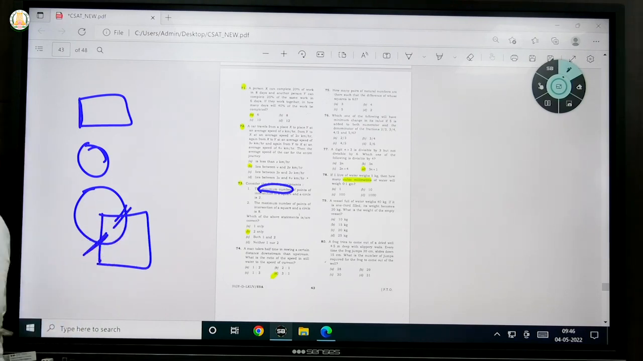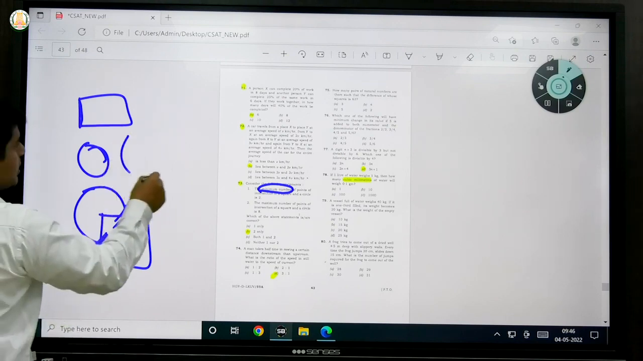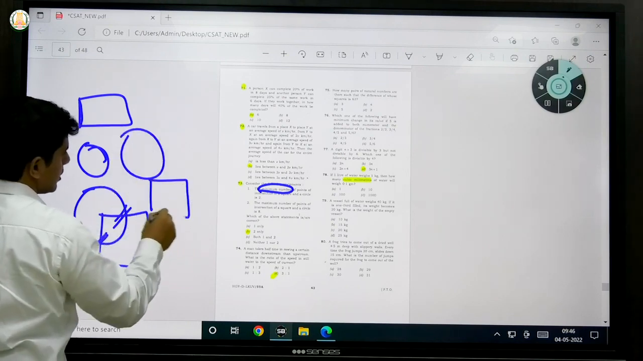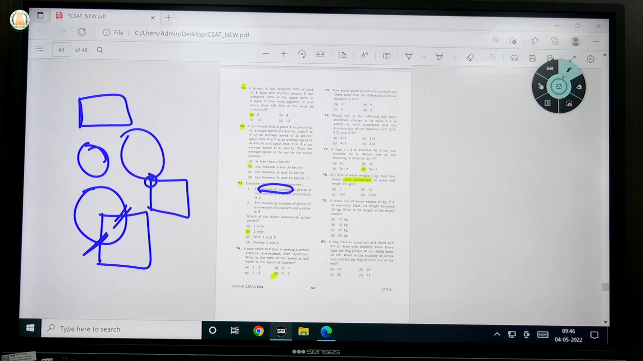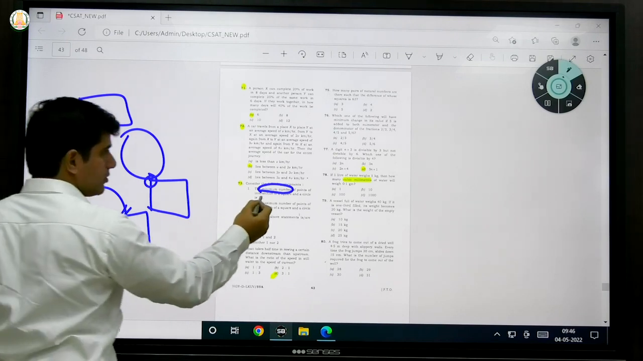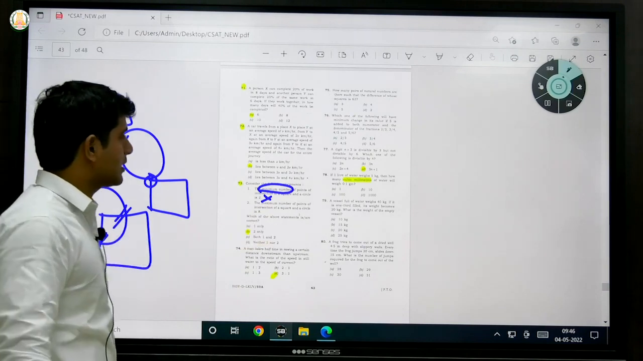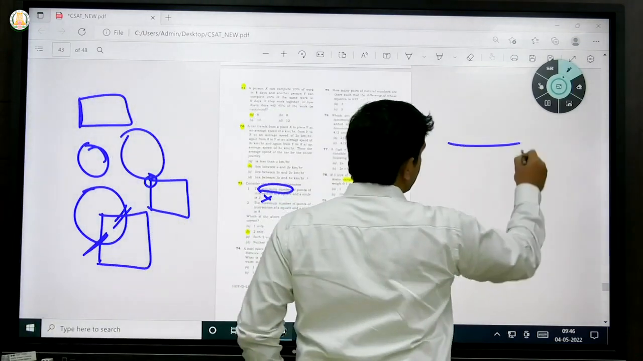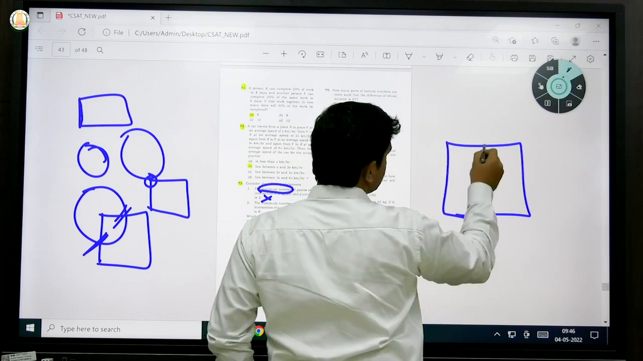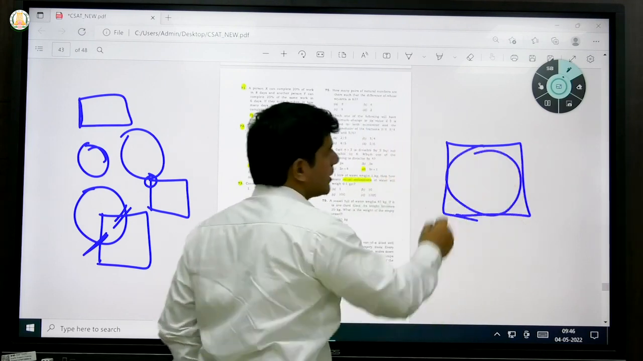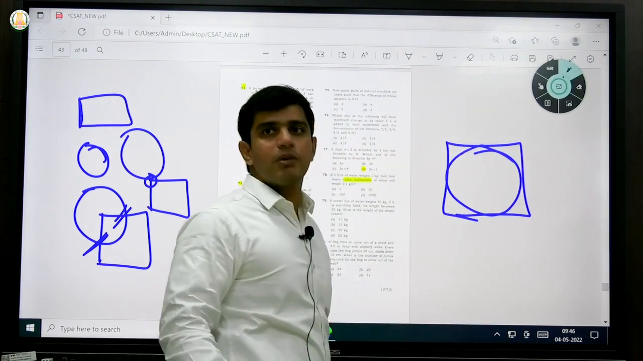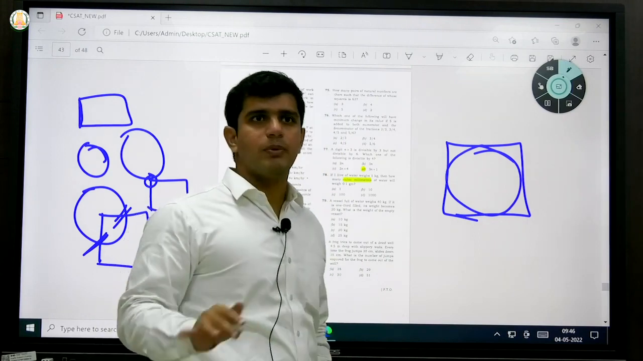But always try to find the extreme example. The extreme example will be this, where they're just touching. So the minimum is 1 point. So this statement will be wrong. The maximum number of points of intersection of a square and a circle is 8. If you see this case, they are meeting 4 times. But what if the circle is bigger? So try all possible combinations.